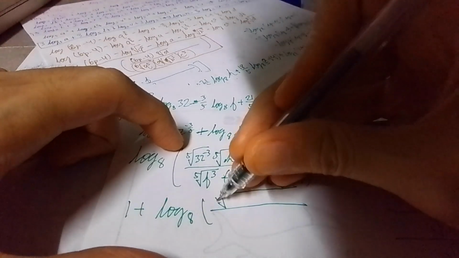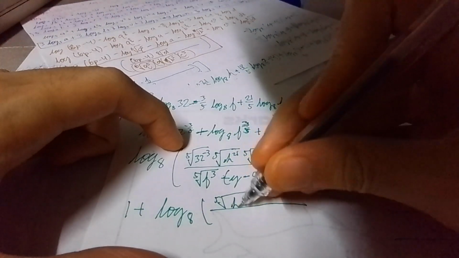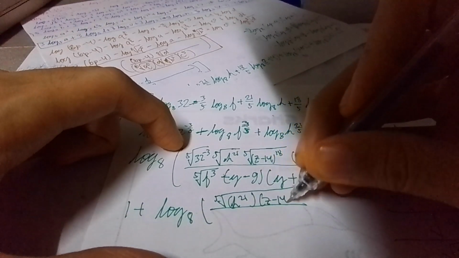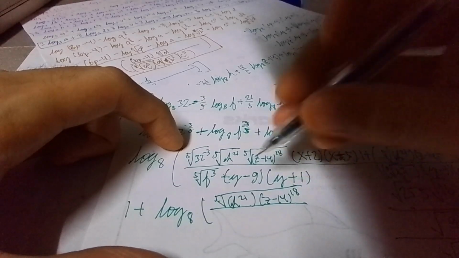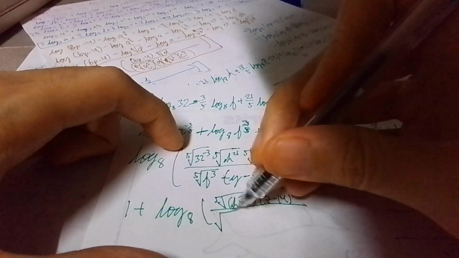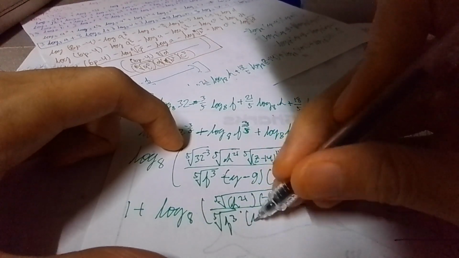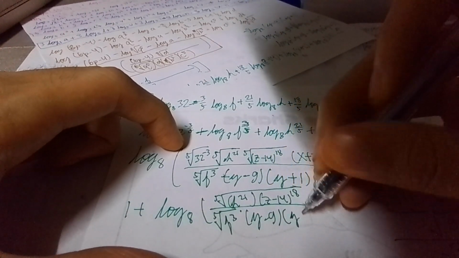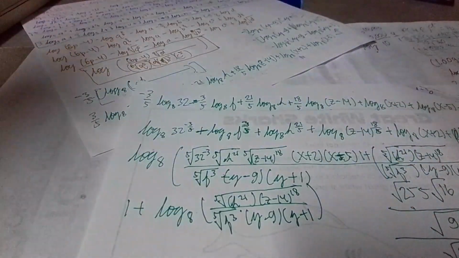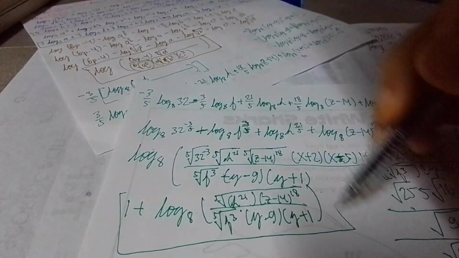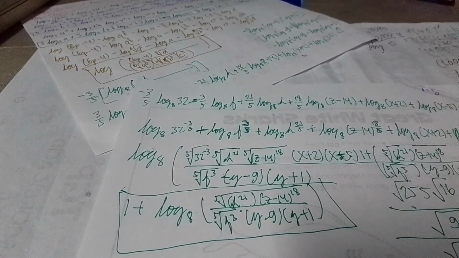Log of 8. In the numerator, we have 5th root of h raised to the 21st power times z minus 14 raised to the 18th power, di ba? And then in the denominator, we have 5th root of f cubed. Then we have y minus 9 and y plus 1. That's it. So that's deliberately our final answer. Yun ang final answer namin dito sa problem na to. So now we're done with item number 9.